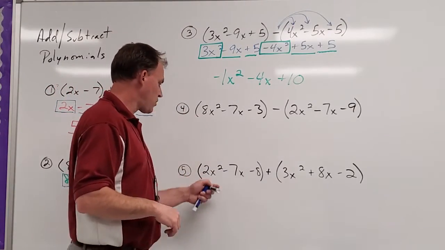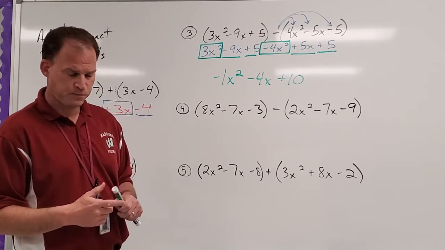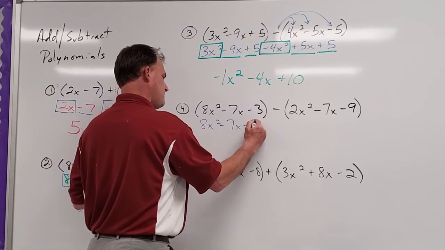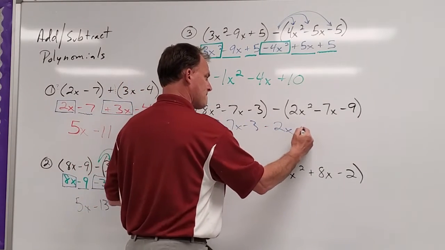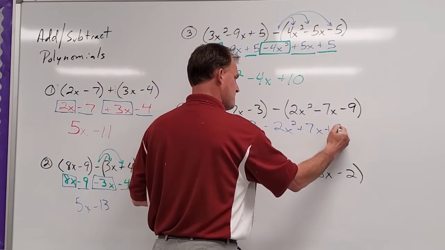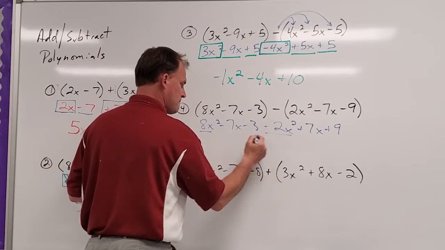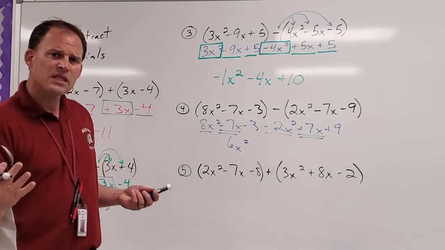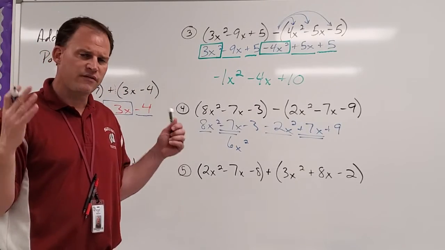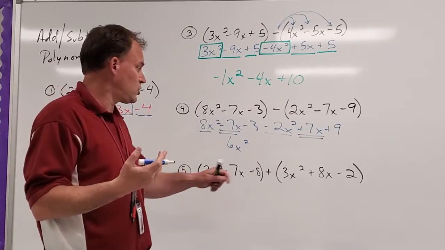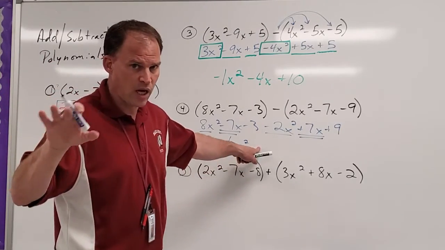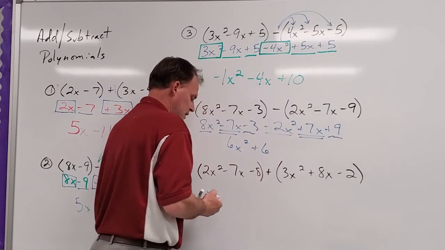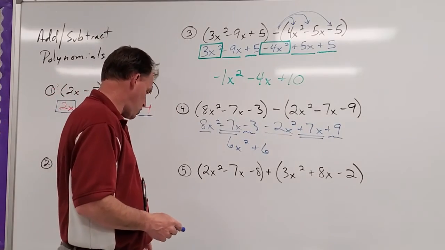Number 4. Do number 4 and number 5 on your own. No change. Change. Combine like terms. Minus 7 plus 7. 0. If it's 0, don't write it. There's none of them. Don't just write an X, because that means there's 1. If there's none, don't write anything. Minus 3 plus 9 plus 6. Those are not like terms.